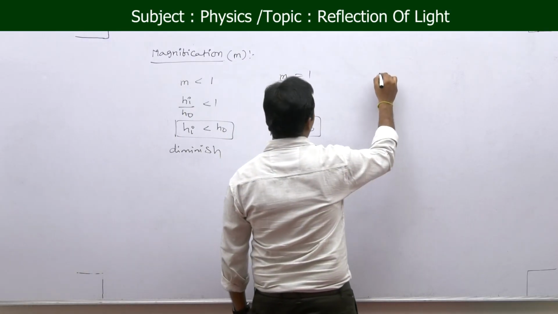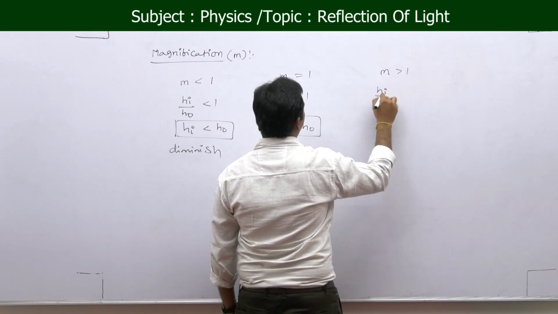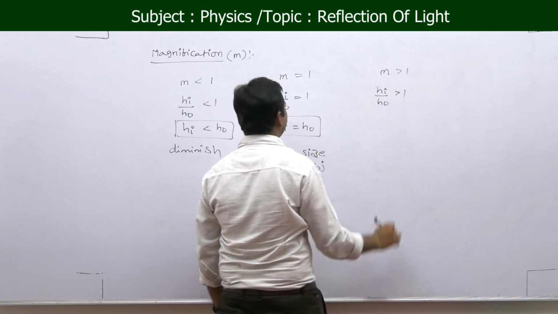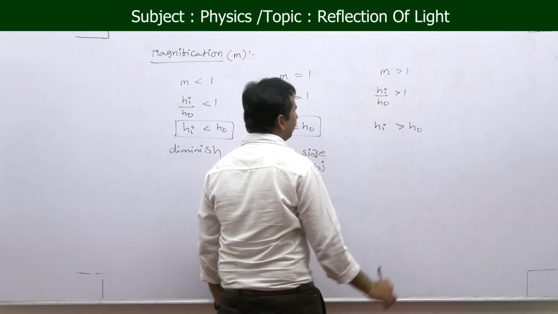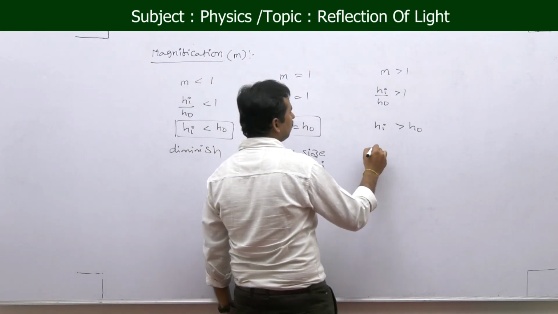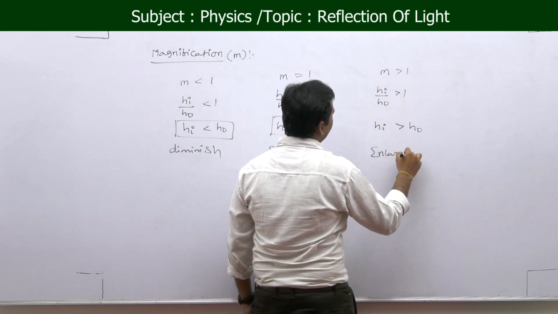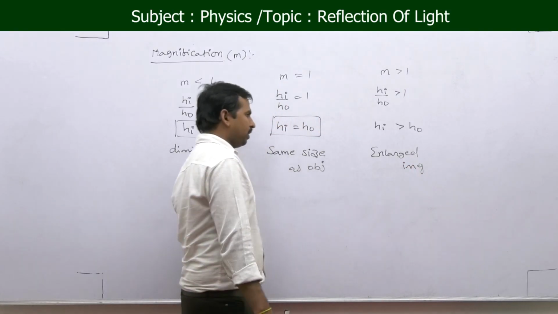And the third case, here we have m value greater than 1, which means height of the image by height of object is greater than 1. Then the height of image is greater than the height of object. If the height of the image is greater than the height of object, we call those images enlarged images.